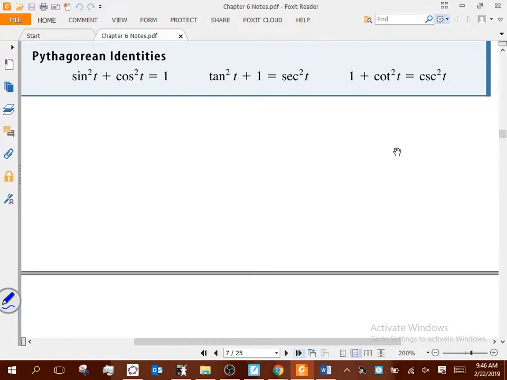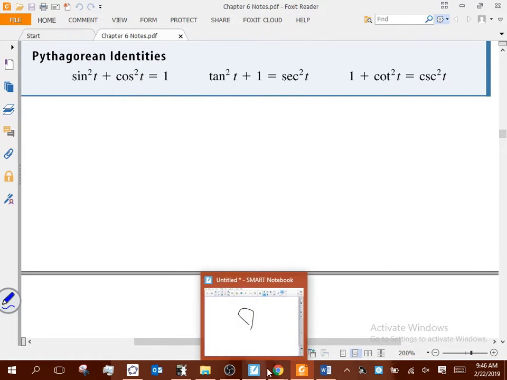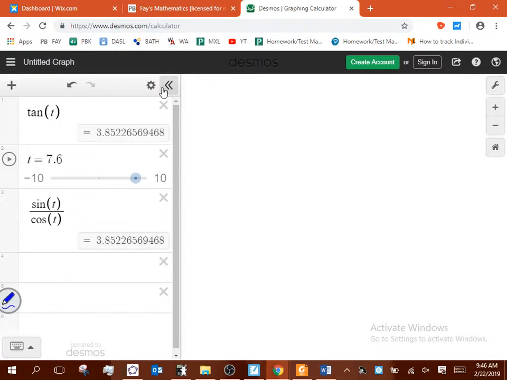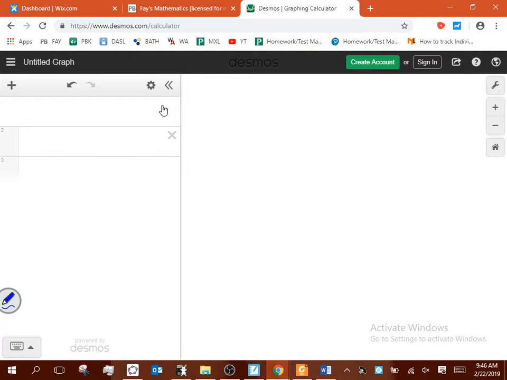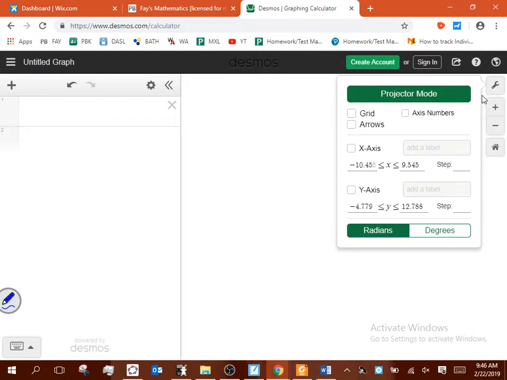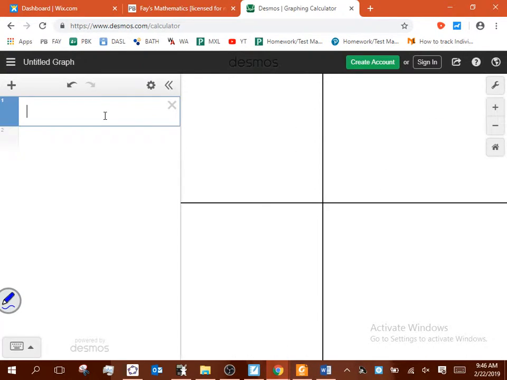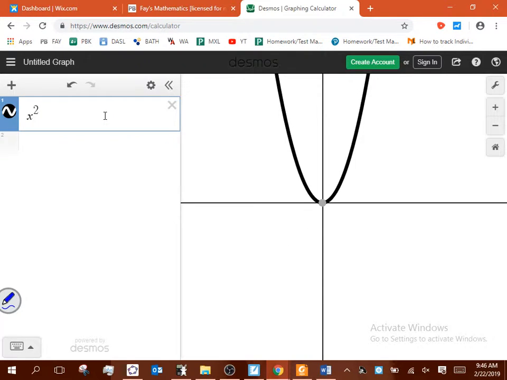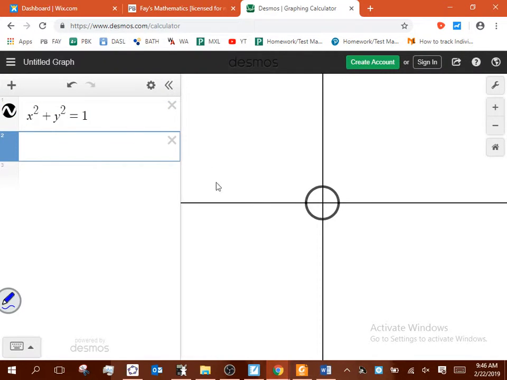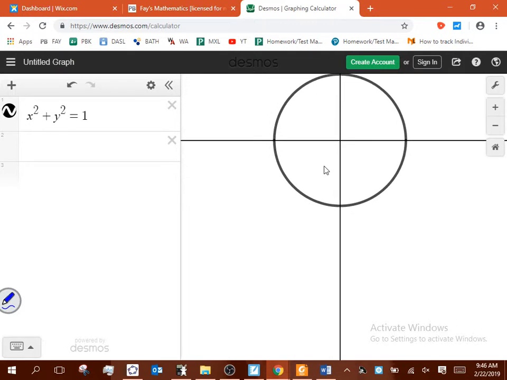What is the equation of the unit circle? Thank you. x squared plus y squared equals 1. So if I get our axes in here and type in that equation, x squared plus y squared equals 1, we've got that circle.